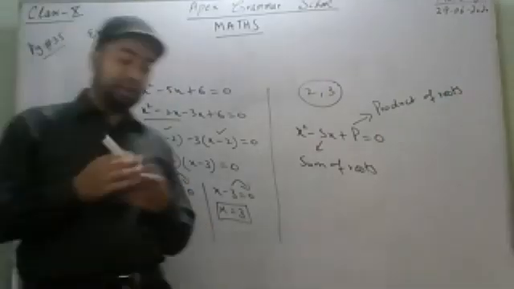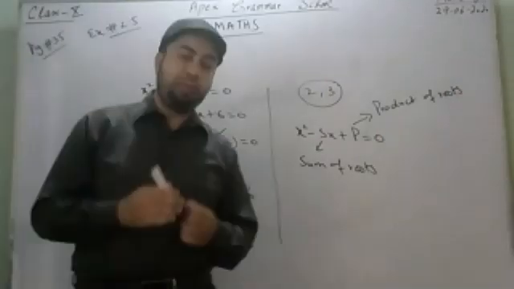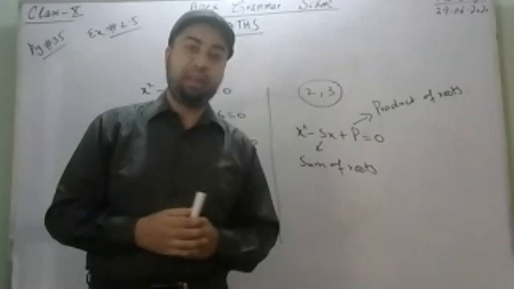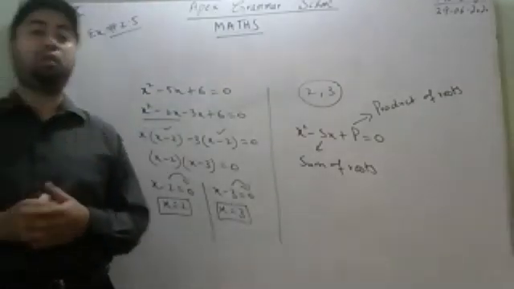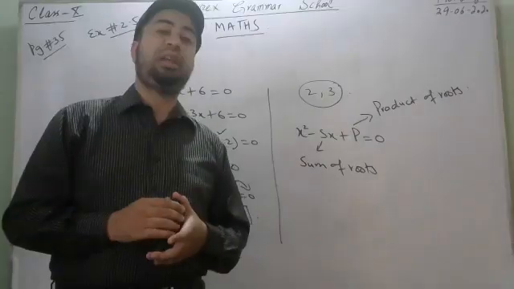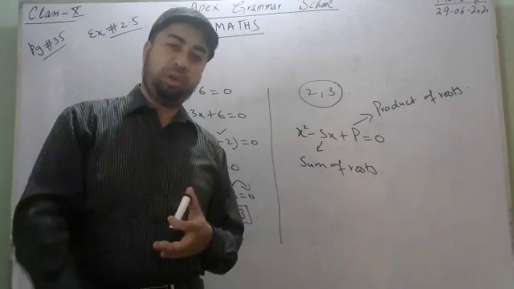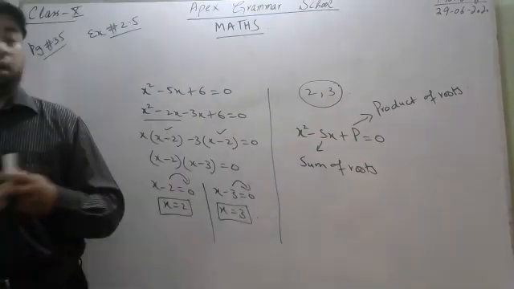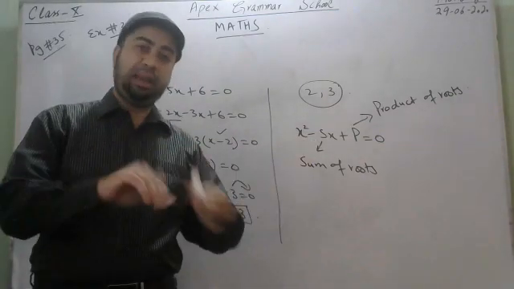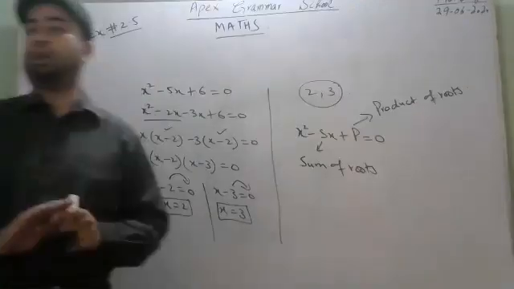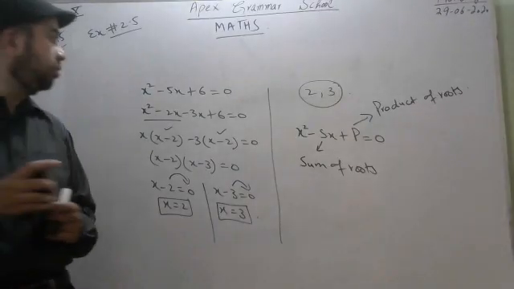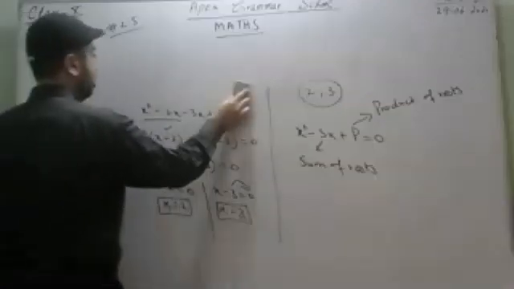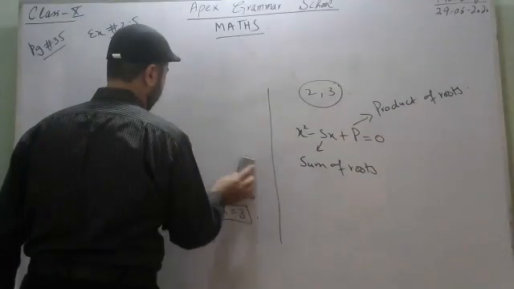How can we make the sum of roots? Very easy, we can add them. And how can we make the product of roots? That's also very easy, we can multiply them. Now, according to this formula, we can make the quadratic equation very easily. Now we will start exercise 2.5, question number 1, part 1.